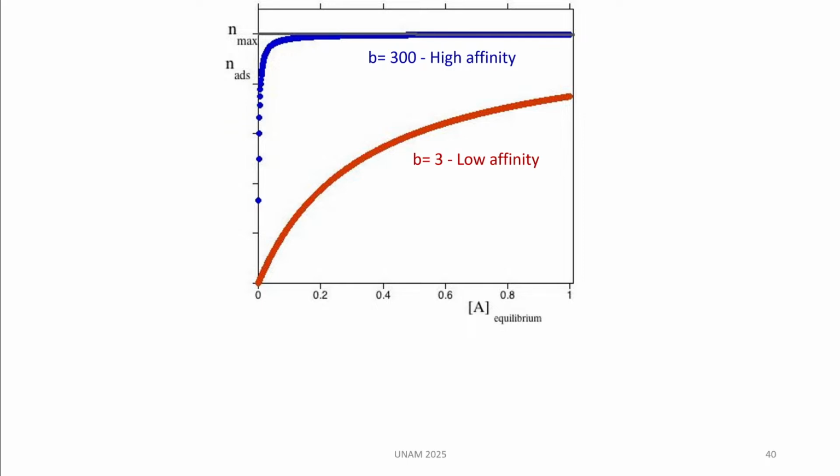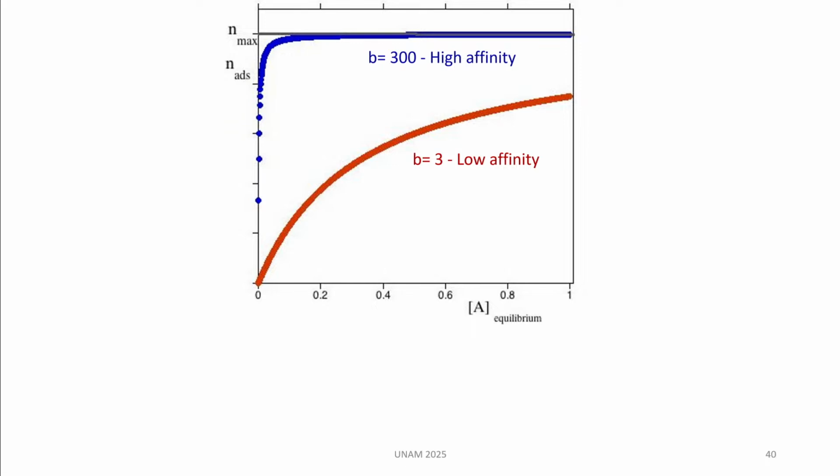If you plot the amount adsorbed as a function of the concentration in solution, you get something that shoots up like a straight line. Then there is here an inflection, and then it goes asymptotically to a maximum value where all the sites are occupied. How quickly does it go to this asymptotic value? It depends on B. If B is high, it will look like this. If B is low, it will look like this.